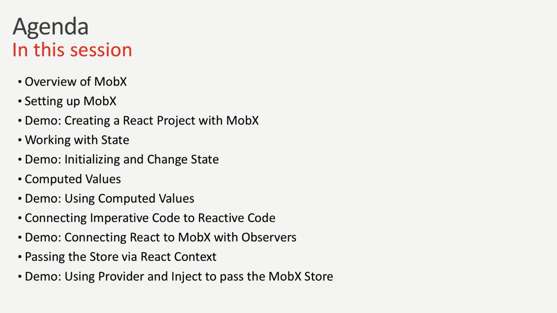Then we'll take a look at computed values and how we can use those. Then we're going to take a look at how to connect imperative code to reactive code. And we'll do a little demonstration of connecting React to MobX using observers. Then we're going to take a look at passing the store via the React context, and we'll use provider and inject to pass in the MobX store.